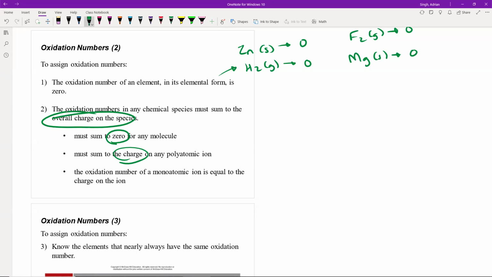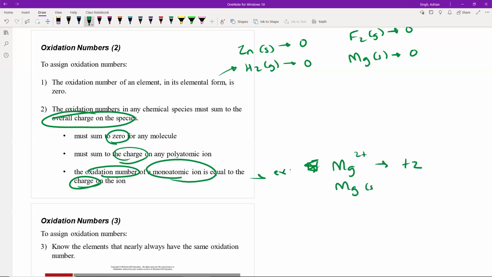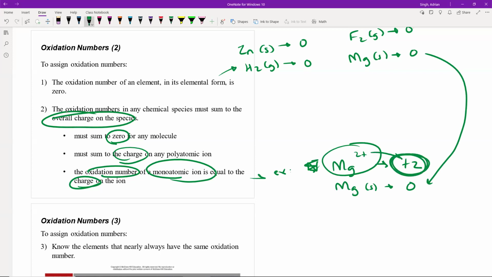The other thing that goes along with the second point is that if you have a monoatomic ion, the oxidation number is simply the charge on that ion. So for example, let's look at the one up here. If I have Mg with a 2+ charge, oxidation number there is +2. If I have Mg, just a solid, oxidation number there is 0, as we saw above. So for the monoatomic ion, oxidation number is simply whatever the charge is.